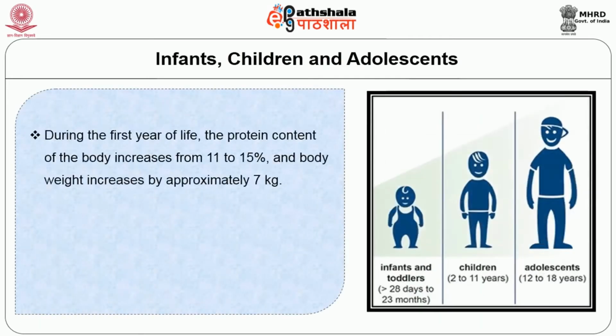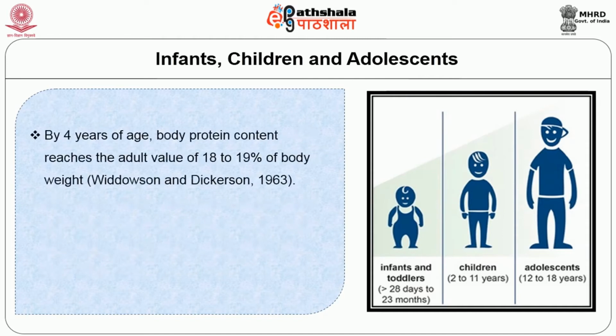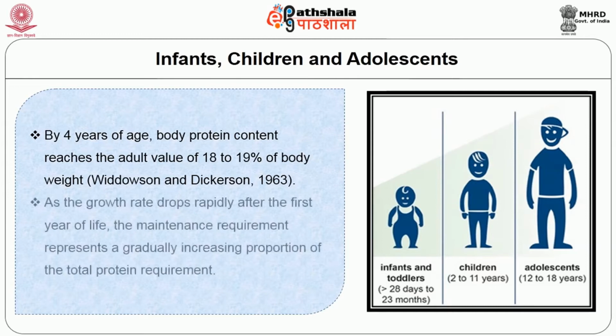Infants, children and adolescents period. During the first year of life, the protein content of the body increases from 11 to 15% and body weight increases by approximately 7 kg. The average increase in body protein is about 3.5 grams per day during the first 4 months of life and 3.1 grams per day during the subsequent 8 months. By 4 years of age, body protein content reaches the adult value of 18 to 19% of body weight.